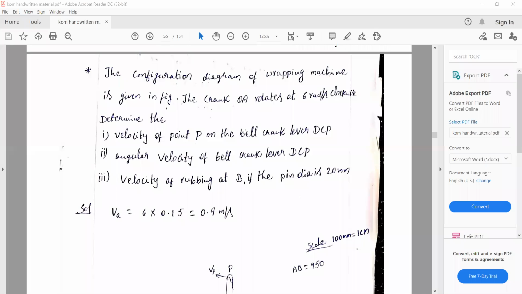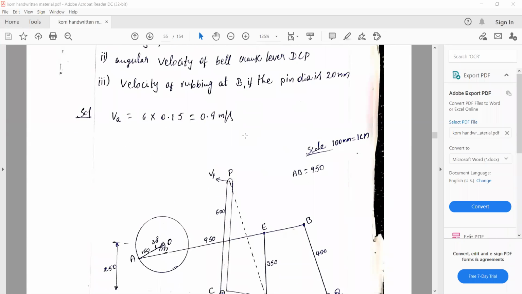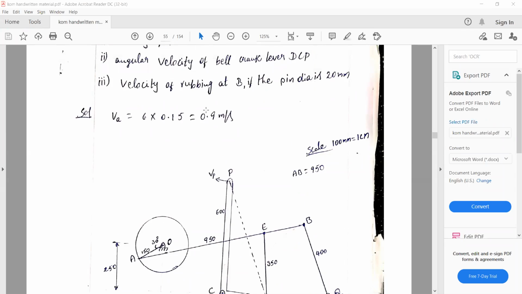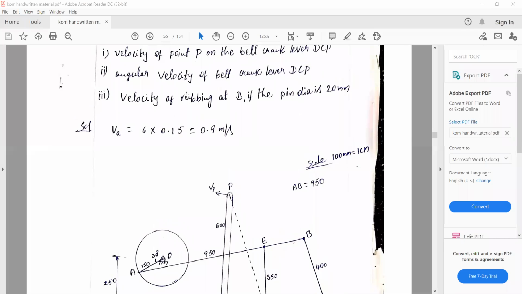The crank OA rotates at 6 radian per second clockwise. Determine, first, the velocity of point P on the bell crank lever DCP; the angular velocity of the bell crank lever DCP; and the velocity of rubbing at B, if the pin diameter is 20 mm. So there are three values to determine.